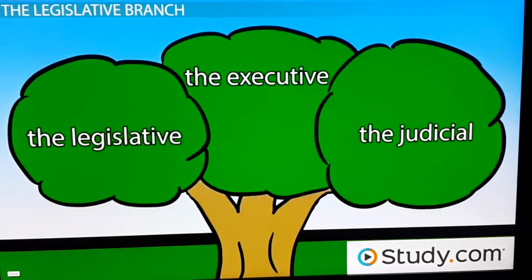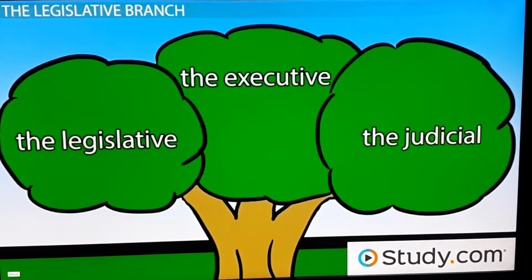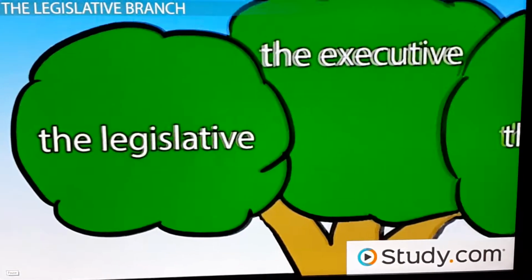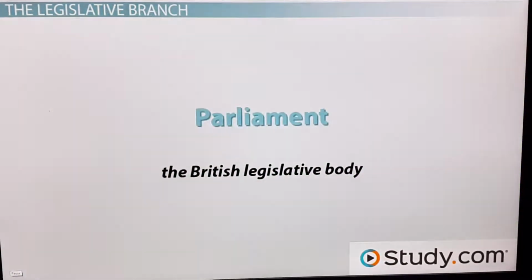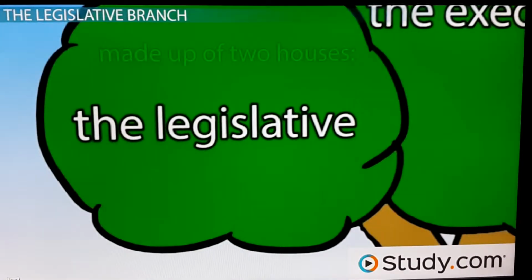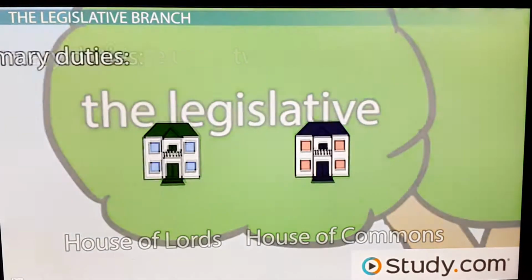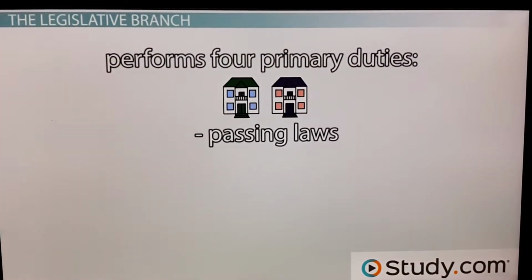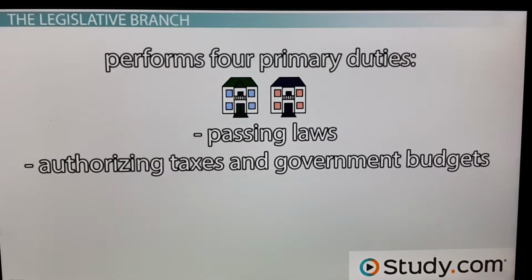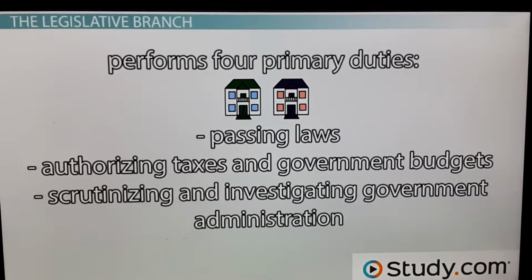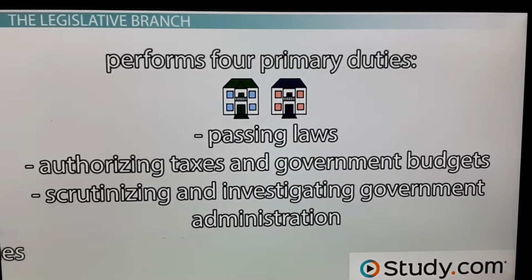Let's turn our attention now to the three branches of the British government. We'll talk about the legislative branch first. Parliament is the British legislative body. It is made up of two houses, the House of Lords and the House of Commons. It performs four primary duties: passing laws, authorizing taxes and government budgets, scrutinizing and investigating government administration, and debating current issues.